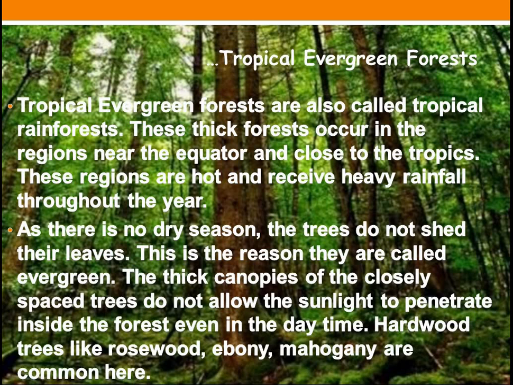The first one, tropical evergreen forest. The tropical evergreen forests are also called tropical rainforests. These thick forests occur in the regions near the equator and close to the tropics, and these regions are hot and receive heavy rainfall throughout the year. That's why it is an evergreen forest. So this kind of forest will be evergreen because of the heavy rainfall.